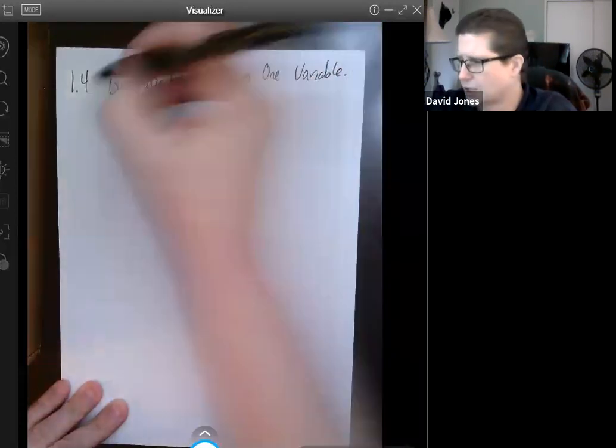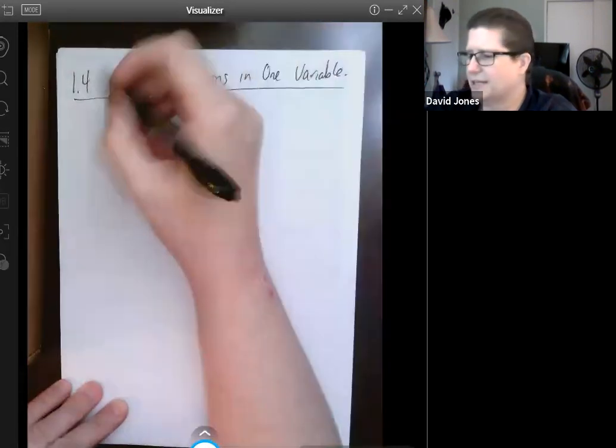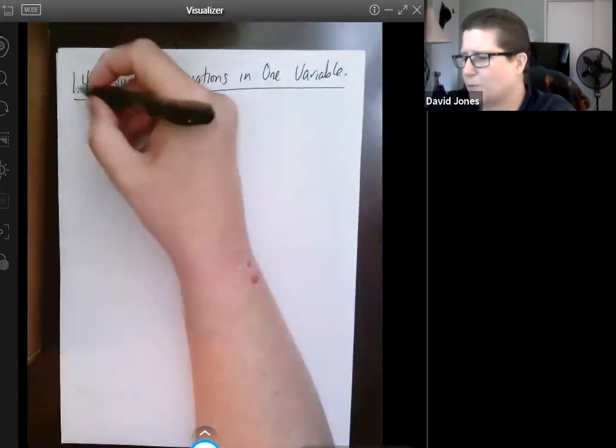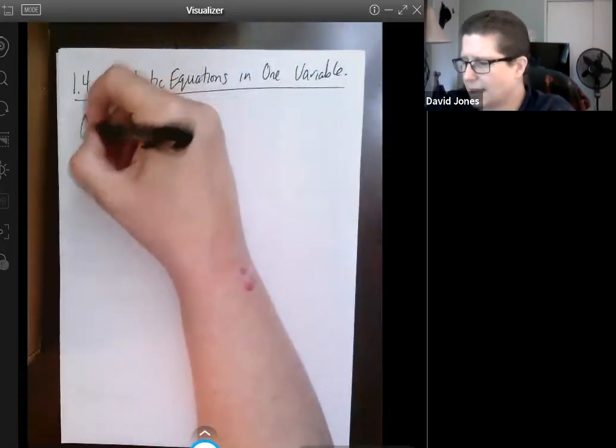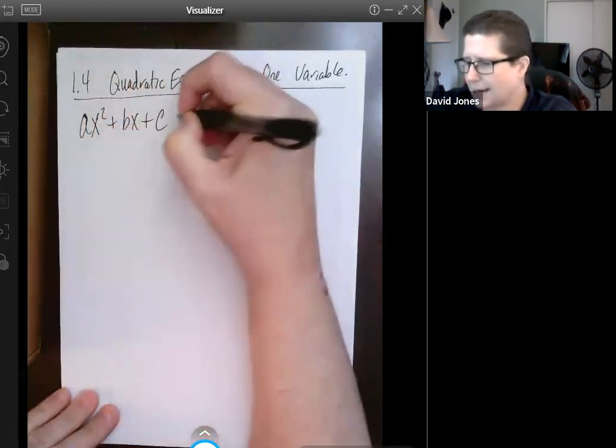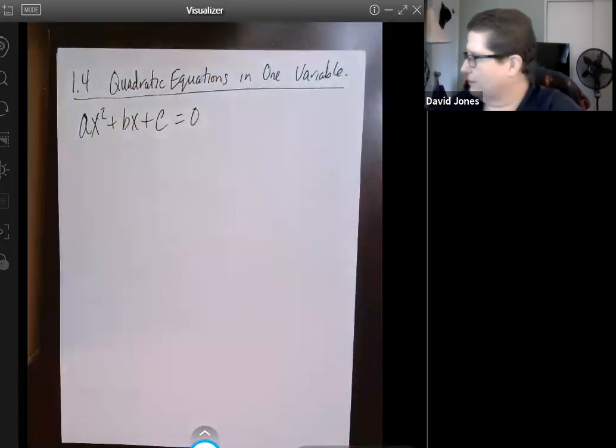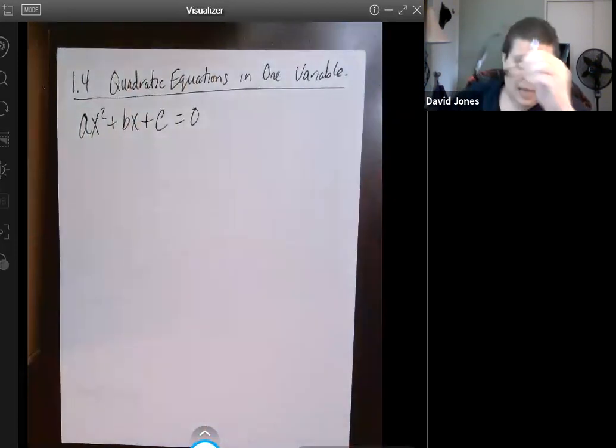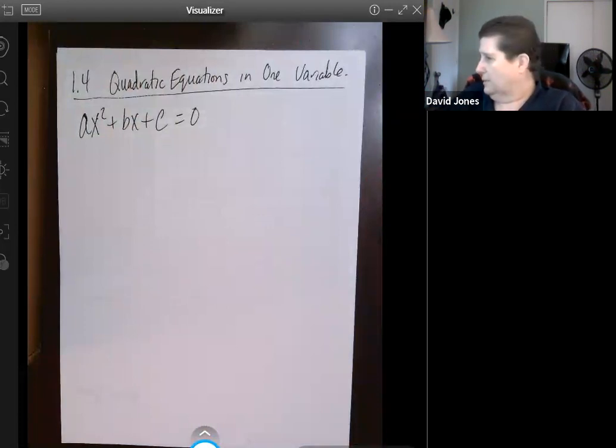All right, so a quadratic equation, you've seen this formula before. It's the trinomial ax squared plus bx plus c. And we're making it an equation, so it's going to equal 0. And to make it quadratic, a, b, and c are numbers where a does not equal 0. So I'll write that down.